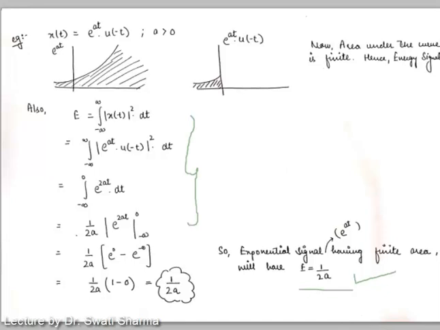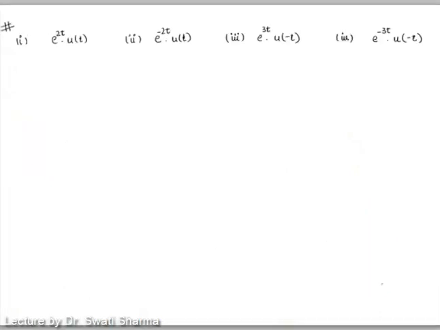Next, here in the next slide, I've taken the exponential signal, but with all the permutations and combinations possible for an exponential signal. So here you can see that I have taken this exponential with positive power multiplied by u of t, again negative power multiplied by u of t, positive power multiplied by u of minus t, and negative power multiplied by u of minus t. So these are the possible combinations of an exponential signal when multiplied by a unit step signal.